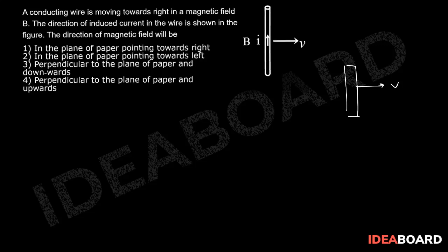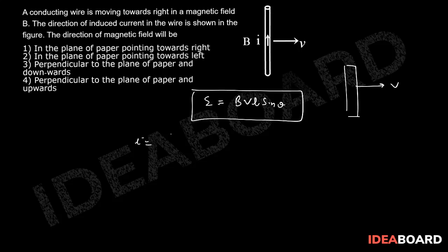So if this conductor is moving with velocity v, there has to be a certain EMF. EMF will be given as BVL sin theta, right? So BVL sin theta will be the EMF. So now you can see clearly, from this particular option I can figure out I is equal to E upon R. If R is the resistance of the conductor, then it will be BVL sin theta divided by R.